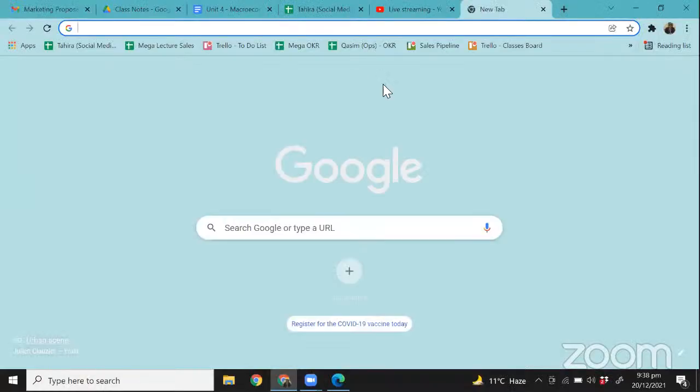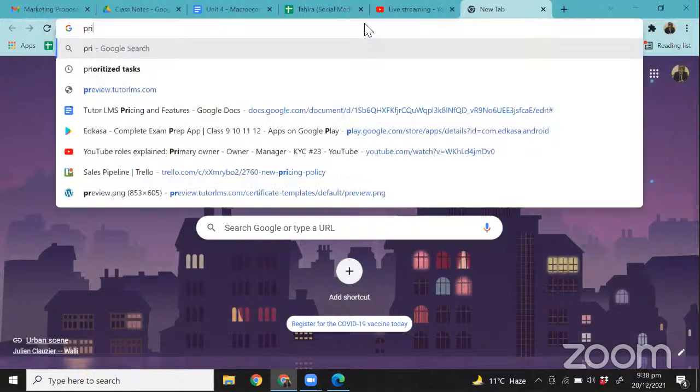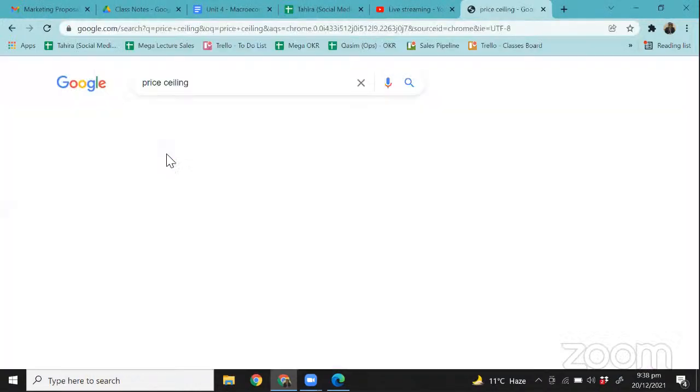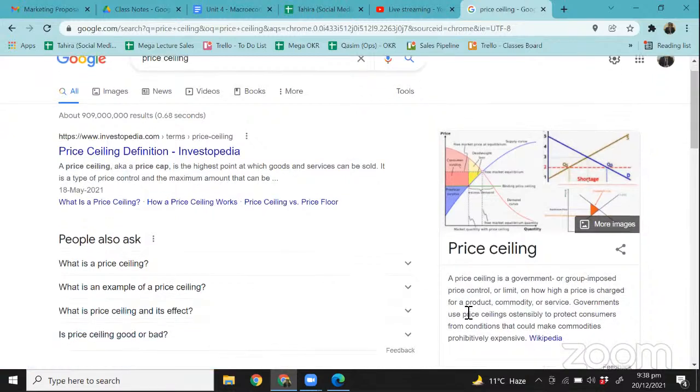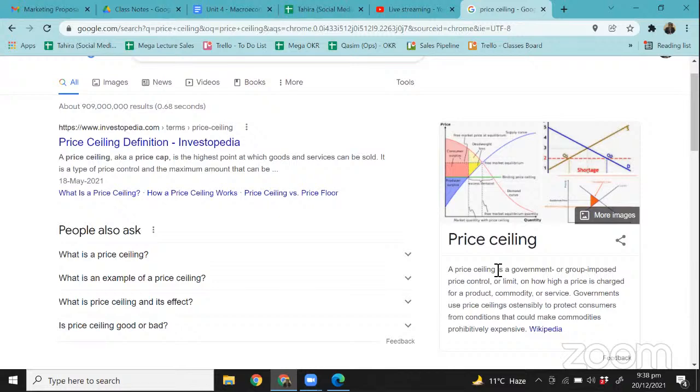Let me quickly confirm that price ceiling. I'm pretty sure I wrote it correctly, but it's always good to be sure. Price ceiling is a government-imposed price control limit on how high a price is charged for a product. Yeah, that's correct.